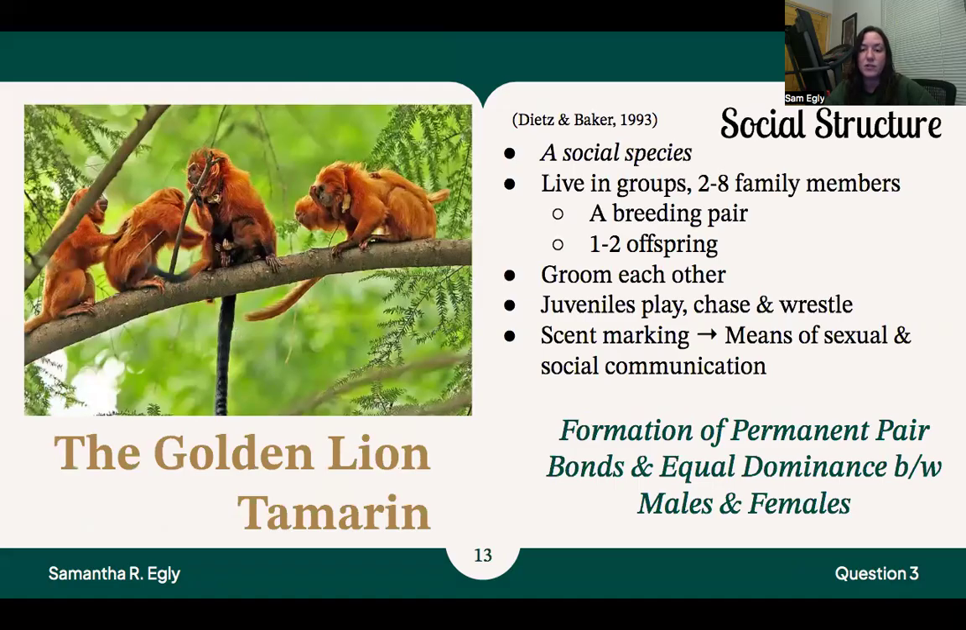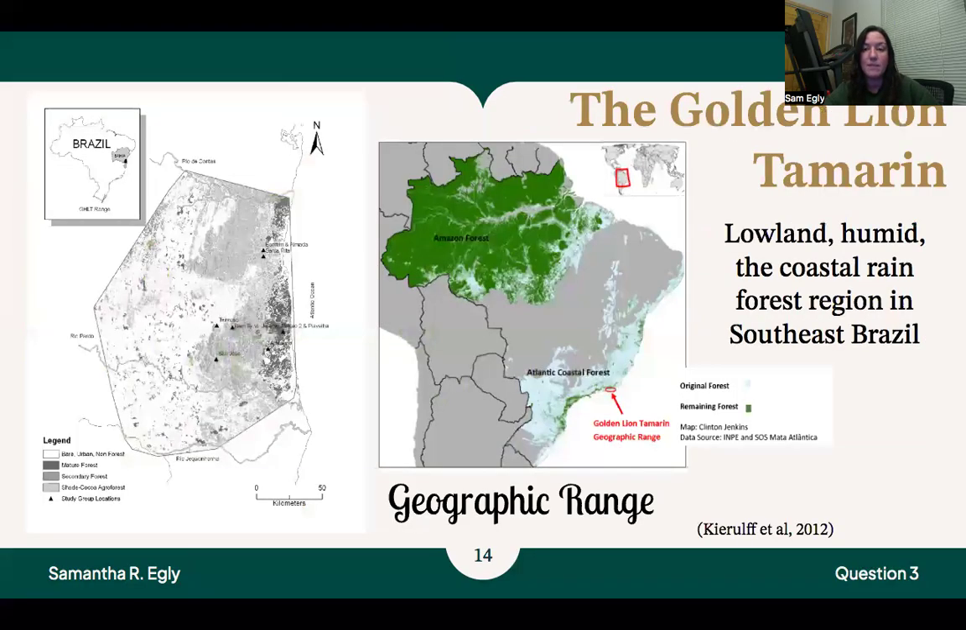So their social structure. They are a very social species. In the wild, they live in groups of 2 to 8 family members, and they comprise a breeding pair, offspring, about 1 to 2, and maybe some other relatives. A very unique characteristic of the tamarins is the formation of permanent pair bonds and the equal dominance of both the male and female in the family situation. Also, scent marking behavior is an effective means of sexual and social communication.